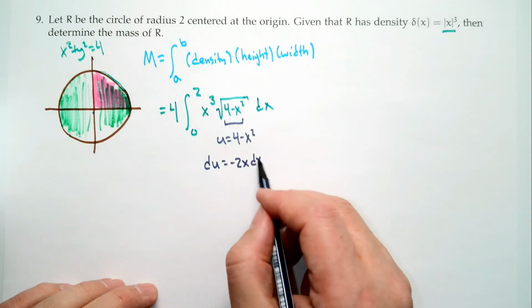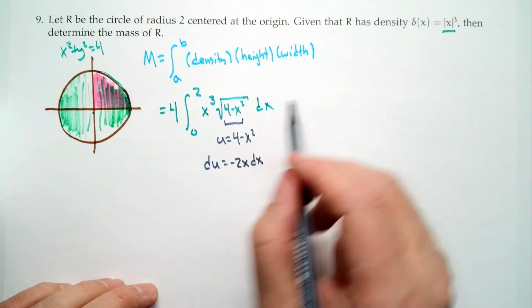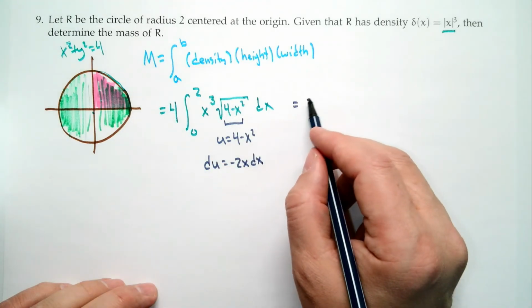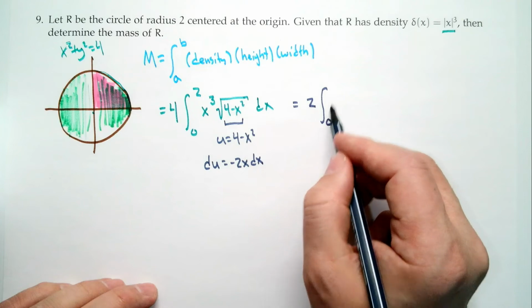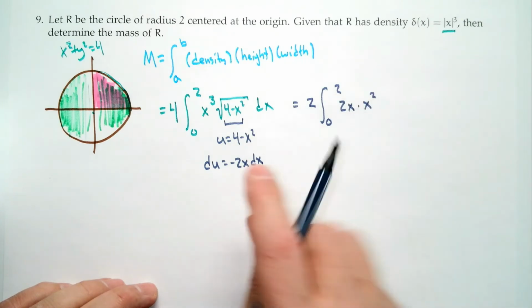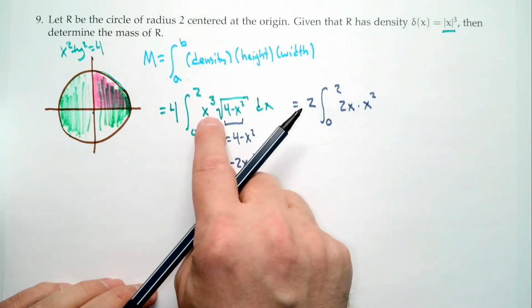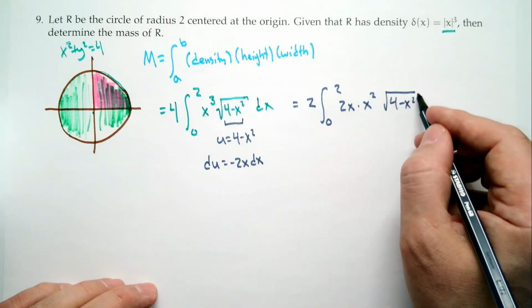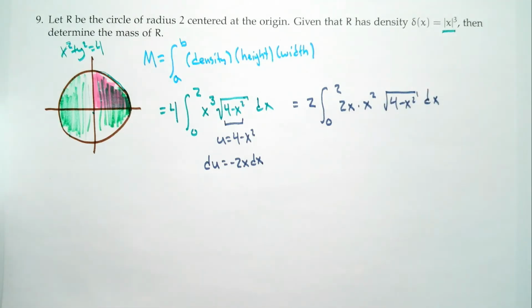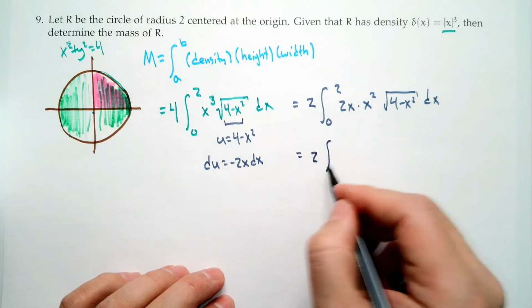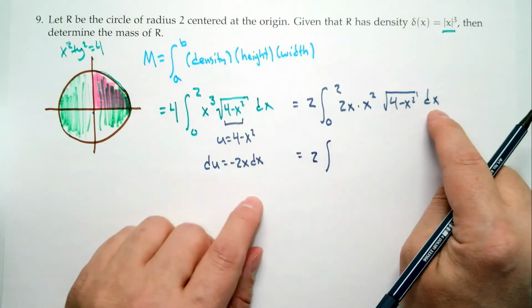Negative 2x dx. Now, because we have a 4 here, before we get too far, we can do 2 times the integral from 0 to 2, and I can put a 2x times an x squared. So I'm putting a 2 inside, and I'm breaking the x cubed up as x times x squared, times the square root of 4 minus x squared dx. Okay, so that'll help us. So let's see what the substitution gives then. The 2x times dx, what will that do?